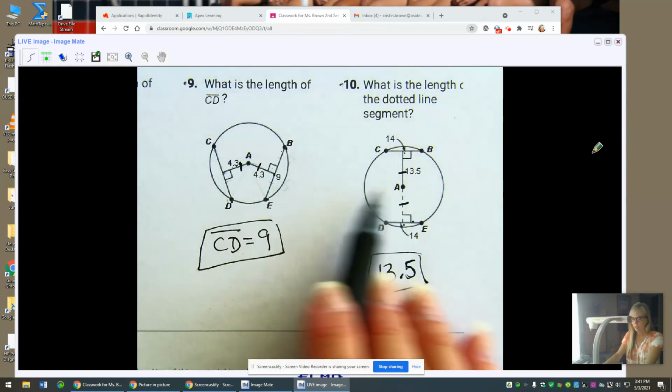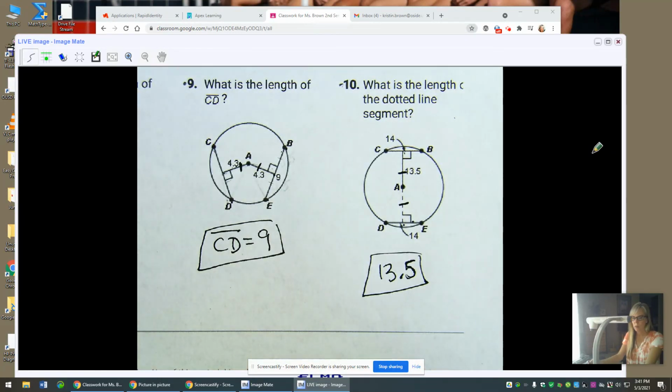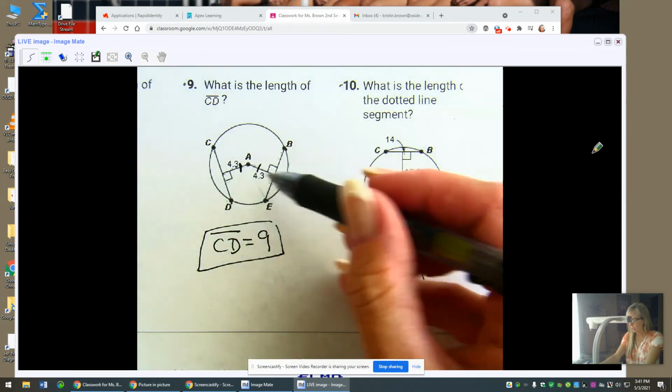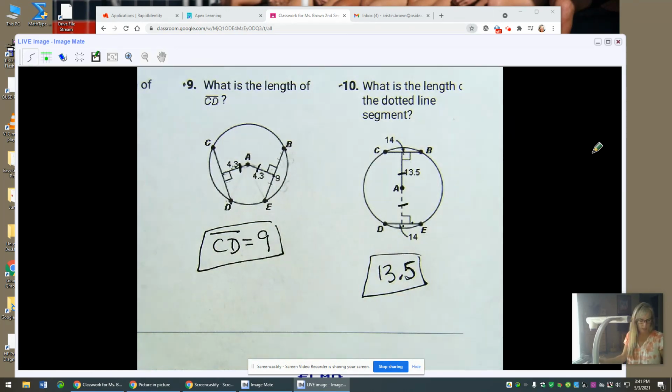It's like these are the same rule, but one's in reverse. They give you different pieces of information. It's all about they must be perpendicular. So pay attention to that.